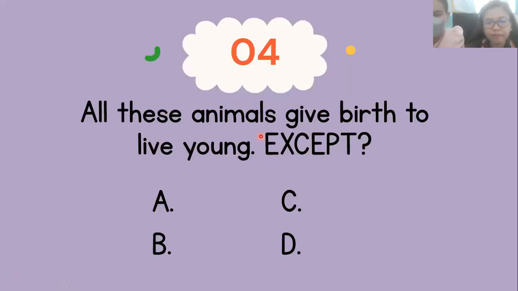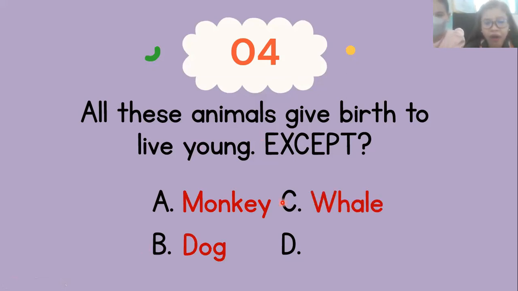Number 4, let's proceed. All these animals give birth to live young, except A. Monkey, B. Dog, C. Whale, D. Turtle. All these animals give birth to live young except one. You can see there are four animals, and one of them does not give birth to live young. One of them lays eggs. Which animal is it? Is it the monkey, the dog, the whale, or turtle? Except means not included in the group. It means the different one among the group.